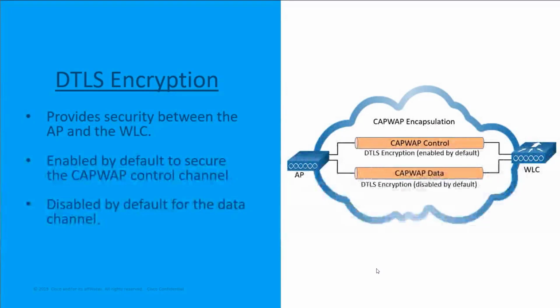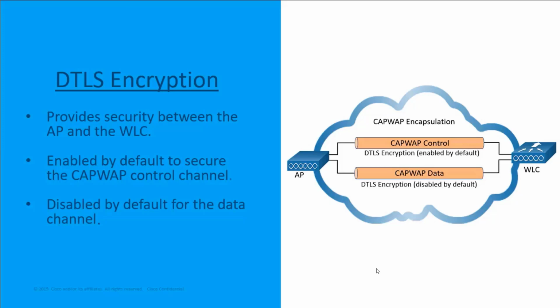Next is DTLS encryption, the Datagram Transport Layer Security encryption. DTLS is a protocol that provides security between the access point and the wireless LAN controller. This allows them to communicate using encryption, and it prevents eavesdropping or tampering from those man-in-the-middle attacks. Now, DTLS is enabled by default to secure the control channel for CAPWAP. This is disabled by default, however, for the data channel.